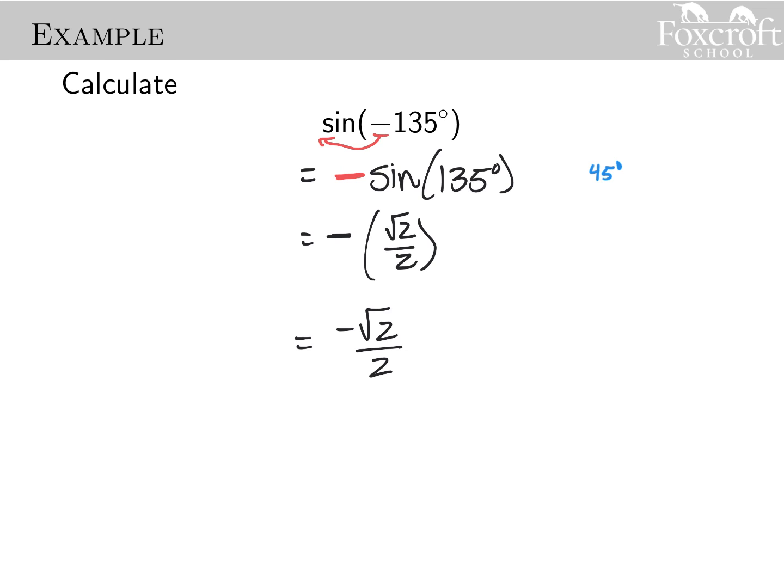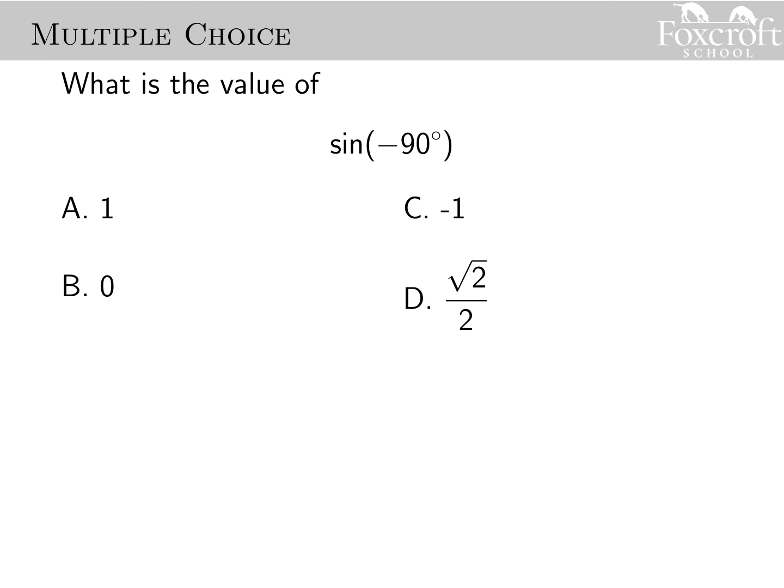So similar to the cosine one, we just have an extra negative sign at the front the whole time. But it allows us to think about things in terms of positive angles, and knowing this is in quadrant 2, it's a little bit easier when we're using the positive angles. All right, so for our multiple choice question, what is sine of negative 90? You have a lot of different ways you can do this, but try to use the even and odd identities to get practice with that. All right, what is sine of negative 90?